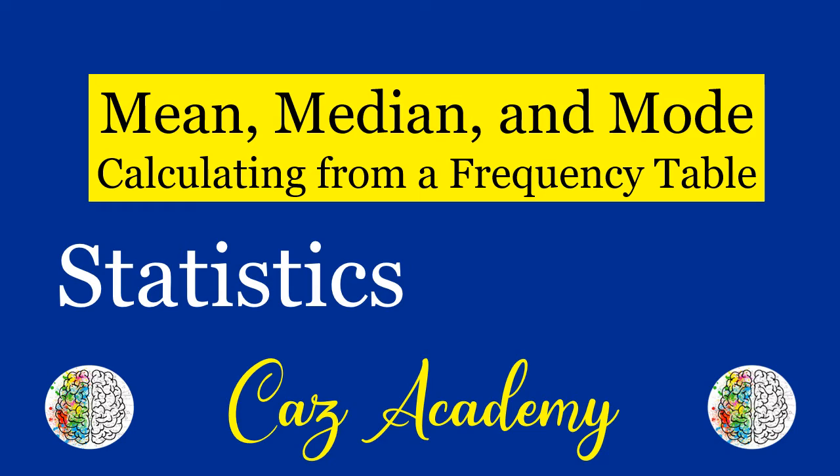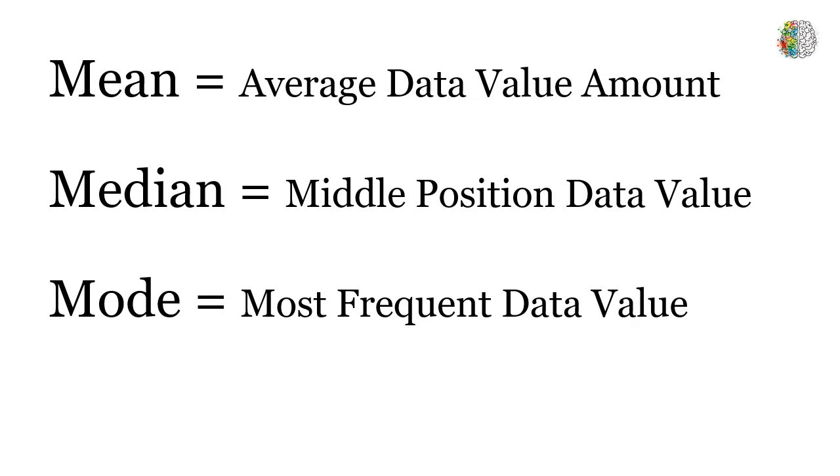Today we're going to look at how to calculate the mean, median, and mode using a frequency distribution table. The three measures of the center of data are mean, median, and mode. The mean is the average data value. This is going to be the center value when you add up all of the data values. This is going to be the center.